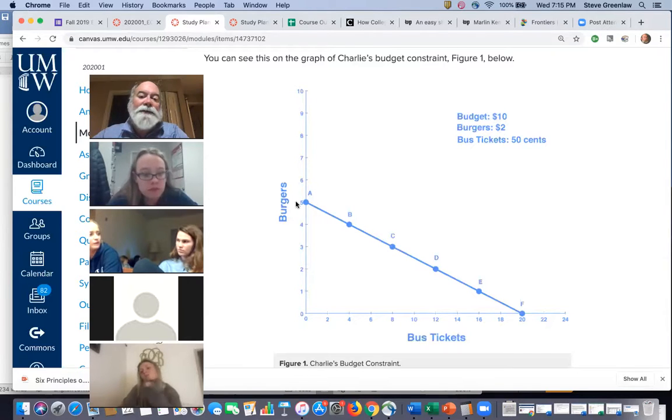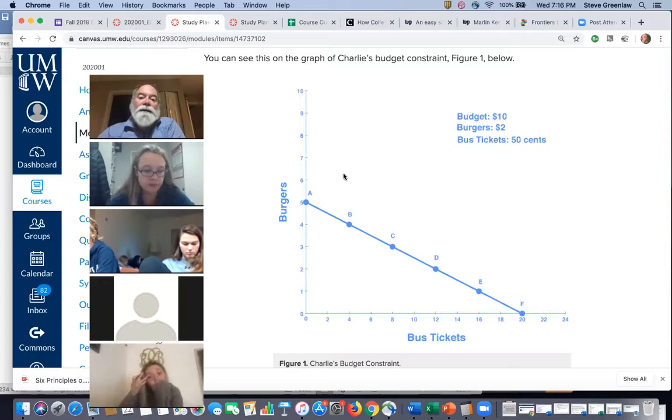And so right here, you can see that if you spent your entire budget on burgers, you could afford 5 of them. By the same logic, if you spend all of your budget on bus tickets at 50 cents each, you could afford 20 bus tickets. That's this point down here. One thing that you can't afford is 5 burgers and 20 bus tickets. Why not? It's out of your budget. Not only that, it would be twice your budget. It would be $20, and you don't have $20. You only have 10. Okay?